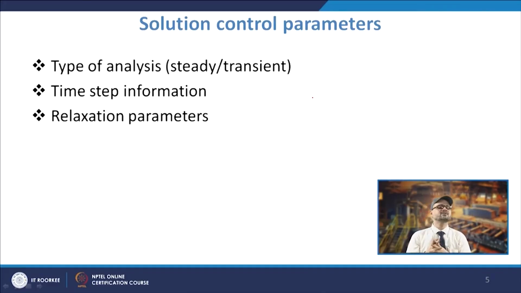If it is steady, it is fine. You have to tell after how many iterations you are going to stop and see the result. Whereas, in the case of transient analysis, you will have the specification of the time step sizes. So, in a particular time, depending on the step size, it will go for that many iterations, and you are also going to provide certain relaxation parameters. Those parameters need to be specified towards getting a converged solution.